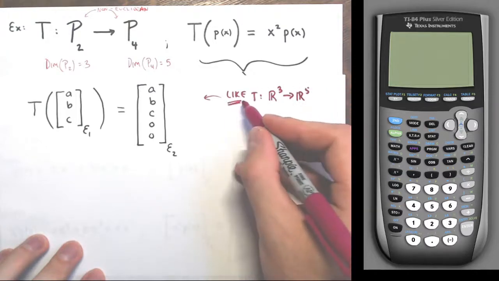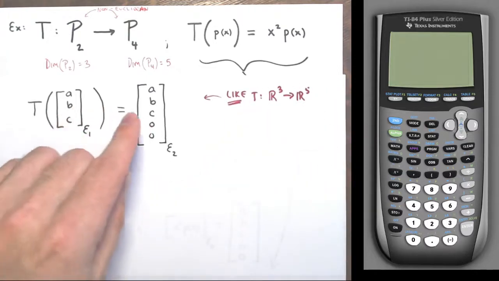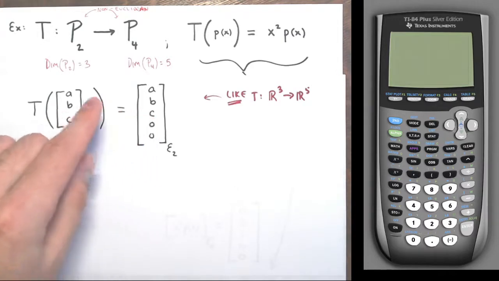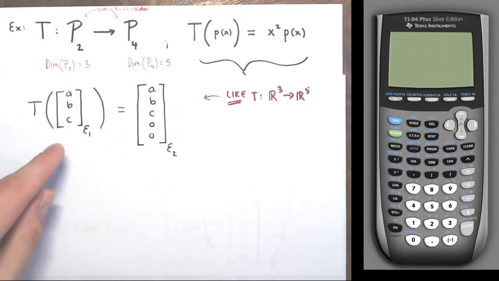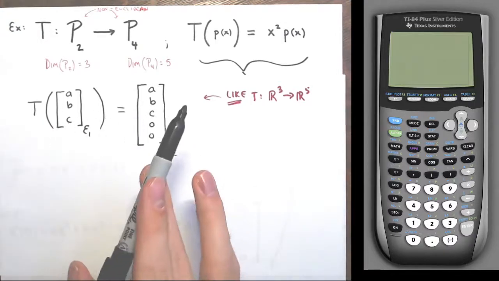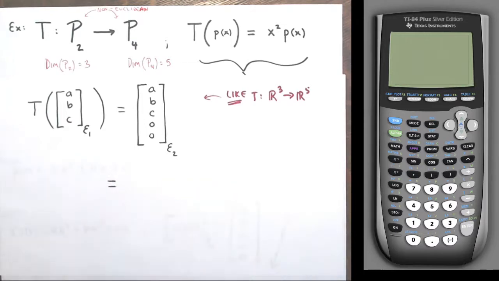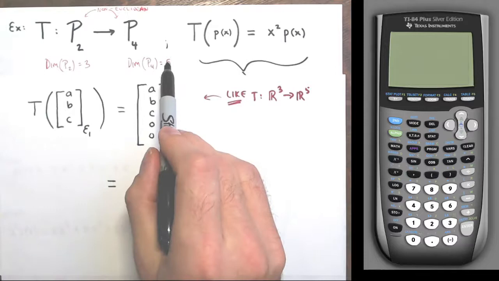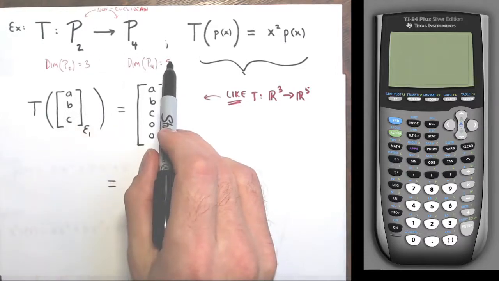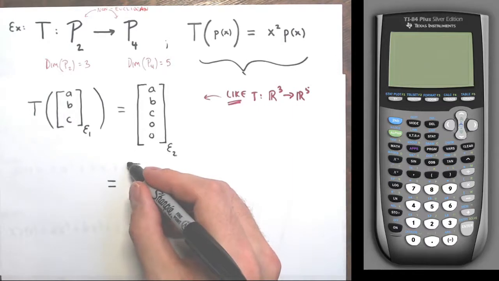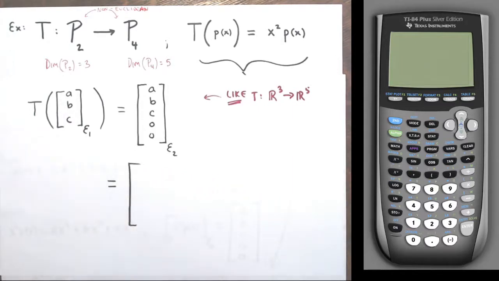I said it's like it, though. It's not exactly. Remember, these are not from R3 and R5. They actually represent vectors from P2 and P4. They look like they're from R3 and R5, but with these little subscripts of the bases here, they represent vectors from P2 and P4, even though they aren't exactly vectors from P2 and P4. All right. So again, linear transformation. I'm told this, so I should be able to express the output as a matrix, which will be a 5 by 3 matrix, the dimension of the codomain by the dimension of the domain. It's going to be a 5 by 3 matrix, 5 rows, 3 columns.